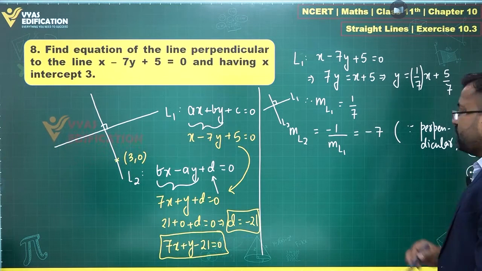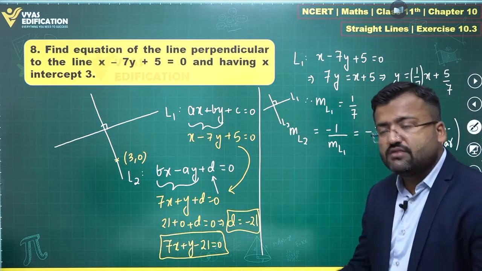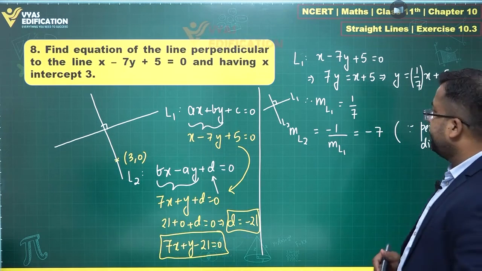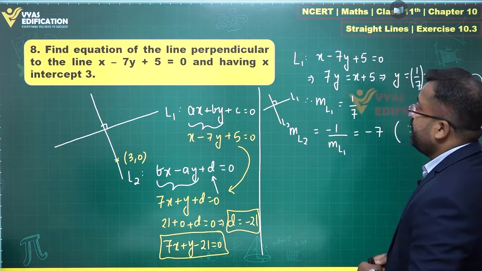Yes, this is what is happening over here. Negative reciprocal. The product of the two slopes is -1. Therefore, m of L2 will be -1 upon m of L1, right? This is what you'll have. So, you take the reciprocal and introduce an extra minus over there. That's what you have done.